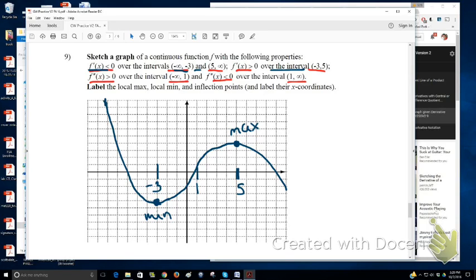The last thing we have to do is label our inflection point, which is going to happen here at 1, right in between our min and our max. So that's going to be our inflection point right there. So make sure that you label your x values and your points when you draw your graph.